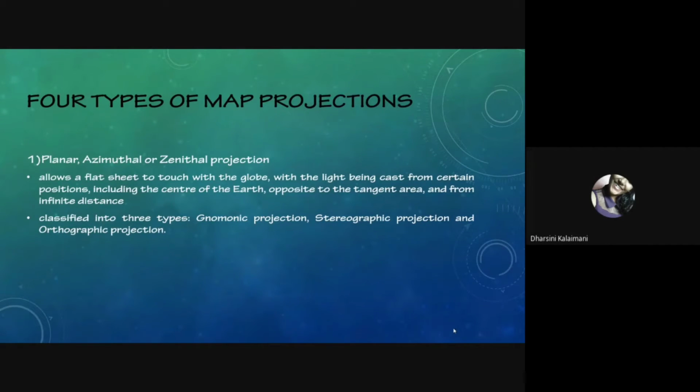There are four types of map projections. First is planar, azimuthal, or zenithal projection. This projection allows a flat sheet of paper to touch the globe, with the light being cast from certain positions, including the center of the Earth, opposite to the tangent area, and from infinite distance. This projection is classified into three types: gnomonic projection, stereographic projection, and orthographic projection.